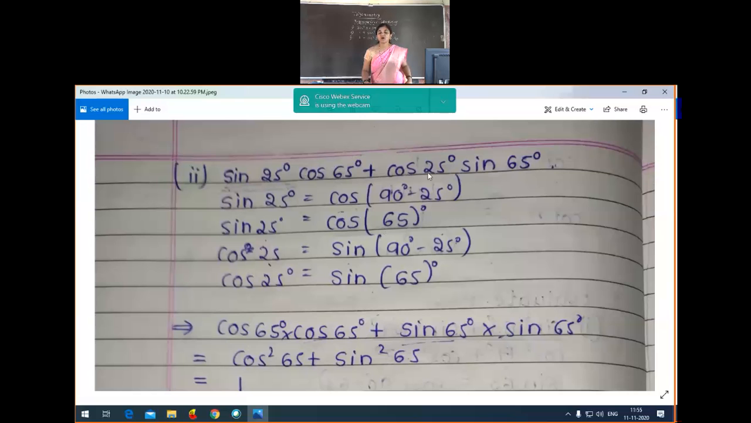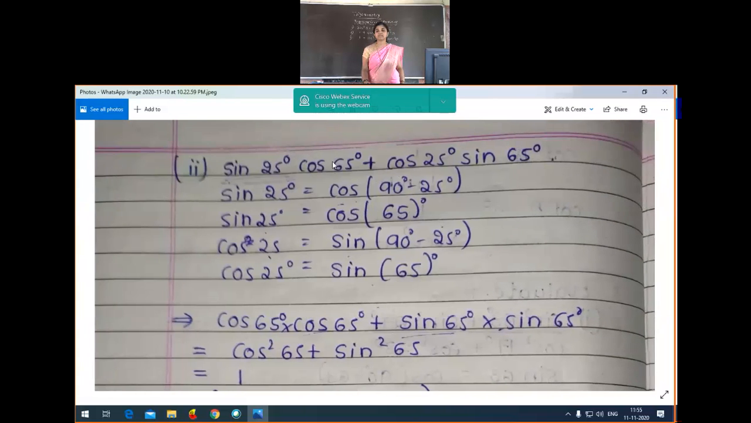Now take cos 25. If we express it in terms of sine, then it is sine of 90 minus 25. Then cos 25 is equal to sine 65. Got the idea now? Sine 25 is cos 65, cos 25 is sine 65. Now you have to substitute. We are keeping this and this constant. Is that clear? Now sine 25 value is cos 65 into cos 65, plus cos 25 value is sin 65 into sin 65.